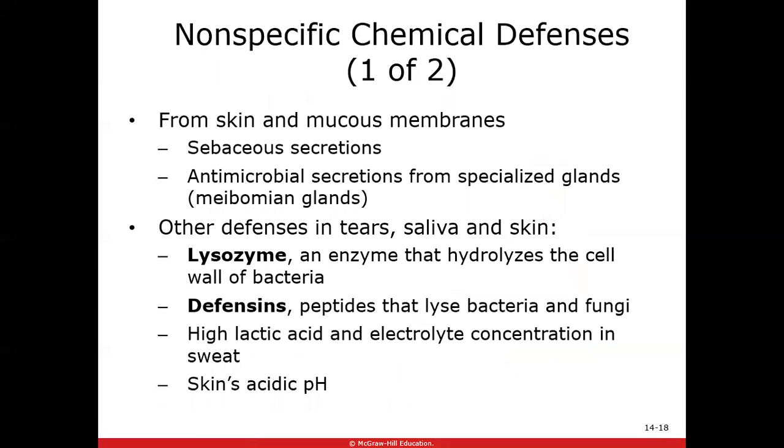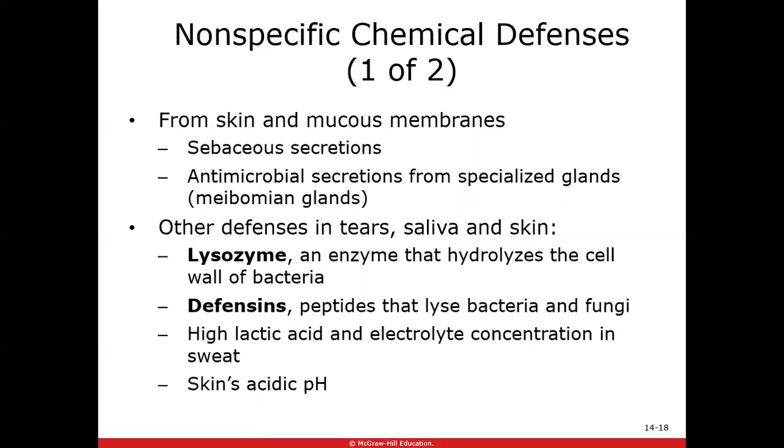So some of the non-specific chemical defenses. From the skin and mucous membranes, you have sebaceous secretions, and then you have antimicrobial secretions from specialized glands. Then you have other defenses in tears, saliva, and skin. We have what we call lysozyme. That's an enzyme that hydrolyzes the cell wall of bacteria.